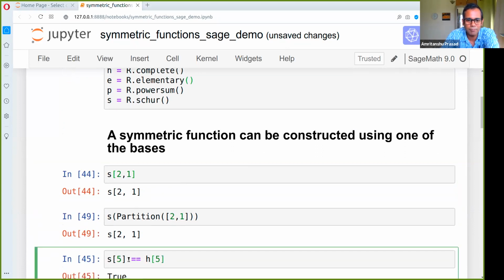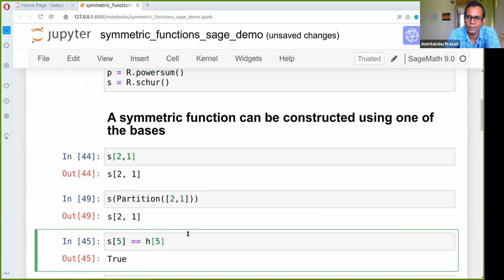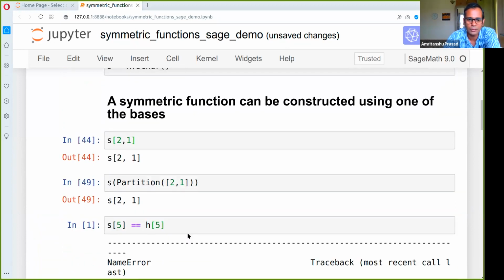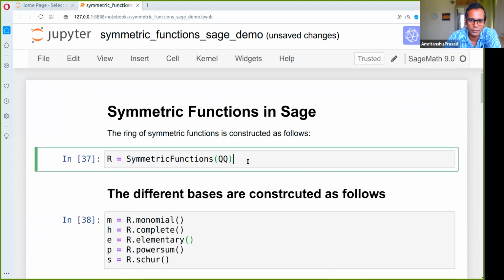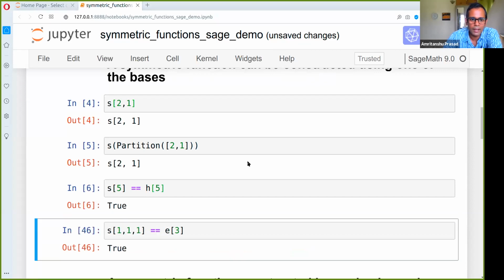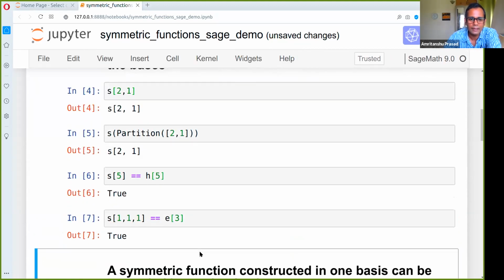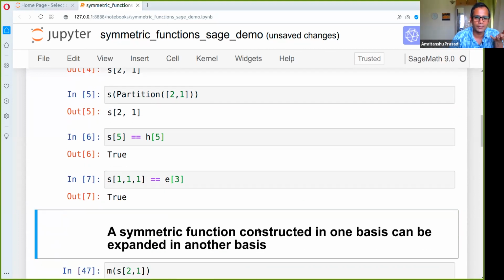But I can check, for example, if the Schur function corresponding to the partition 5 is the same as the complete symmetric function corresponding to 5, and that works out as true. So I need to run all these things from the prompt. Okay, so S5 turns out to be H5, S111 turns out to be E3, and so you can do that. Now, what we may be more interested in is going from, say, a power sum symmetric function to a complete symmetric function or something like that.